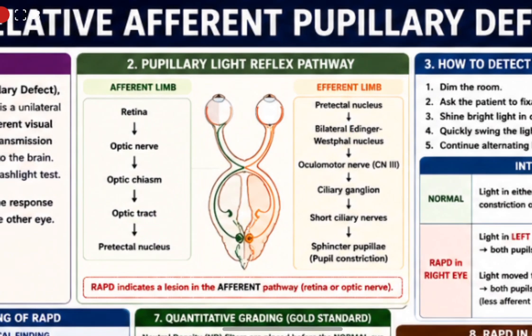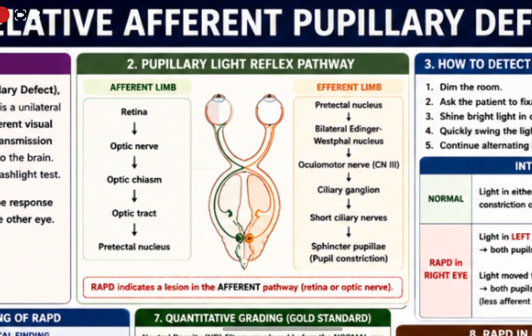Coming to the anatomy of the pupillary reflex pathway, the afferent pathway involves the optic nerve, optic chiasm, optic tract and pretectal nucleus. The efferent pathway involves the bilateral Edinger-Westphal nucleus, oculomotor nerve, ciliary ganglion, short ciliary nerve and sphincter pupillae.